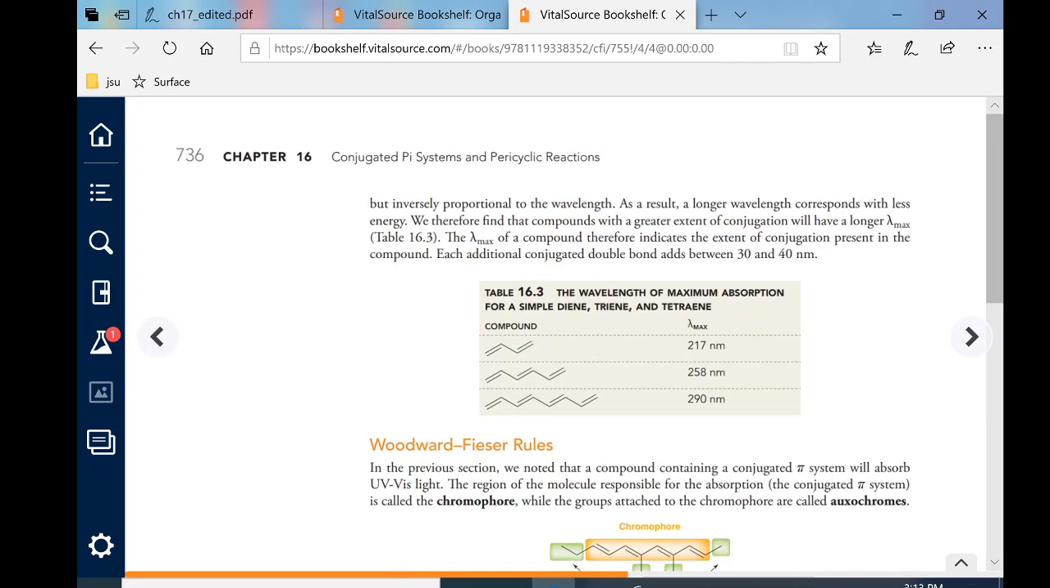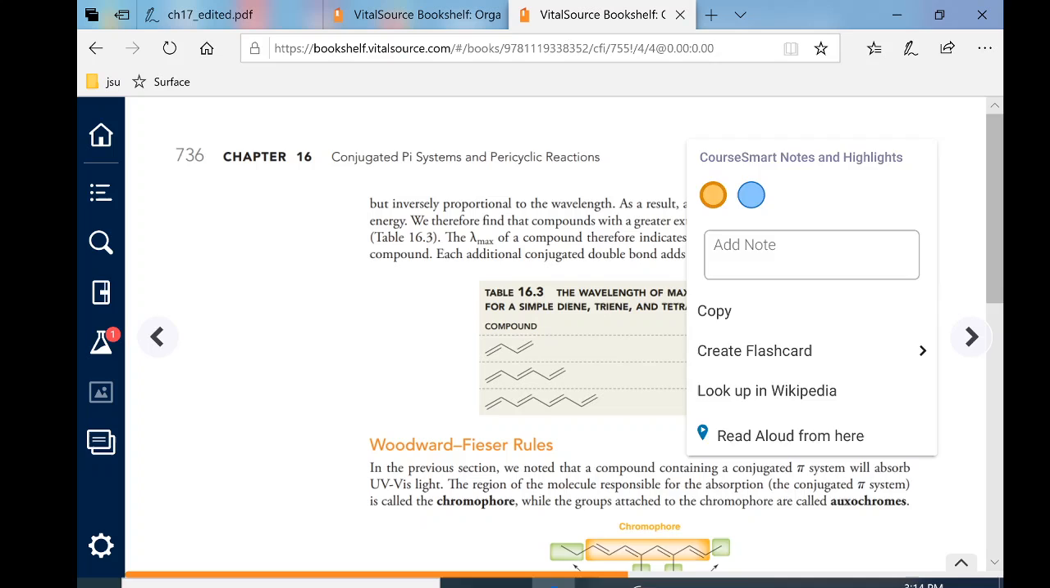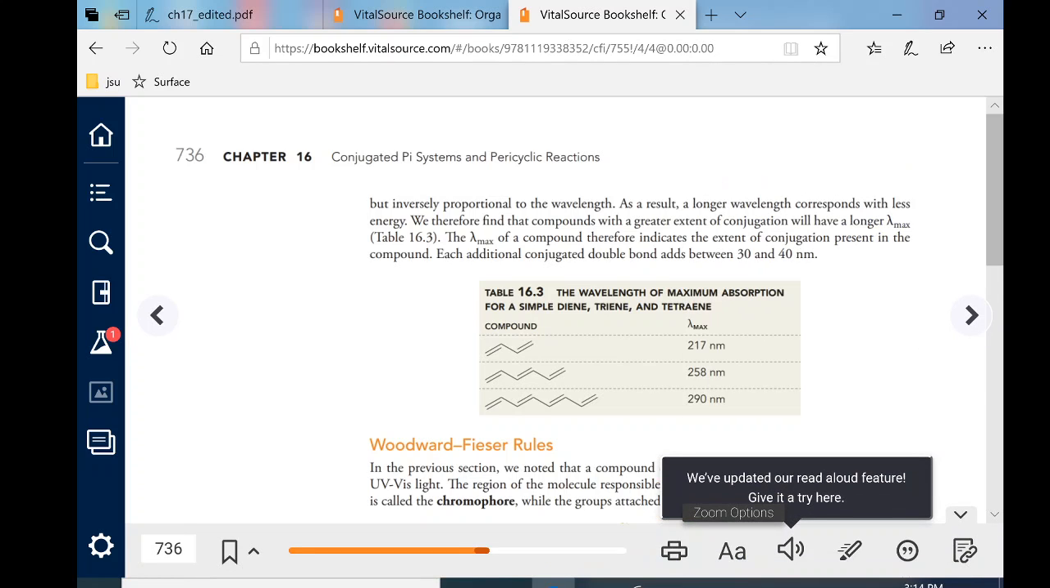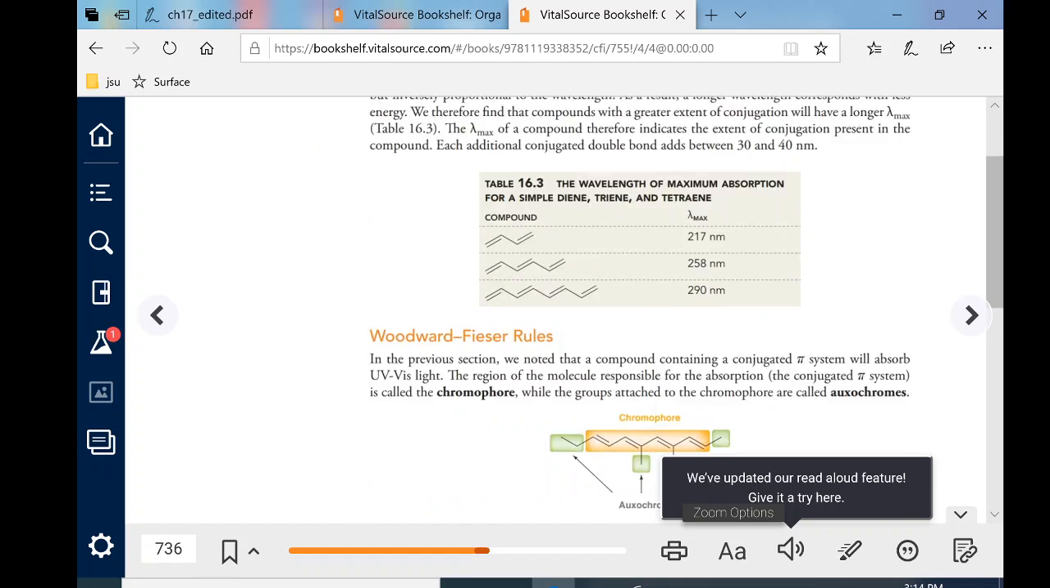Okay, so you can see here, if we have 2 double bonds, then our lambda max is going to be about 217 nanometers. 3 double bonds is going to make our lambda max around 258, and 4 double bonds about 290. So our lambda max gets longer and longer according to how many conjugated double bonds we have.